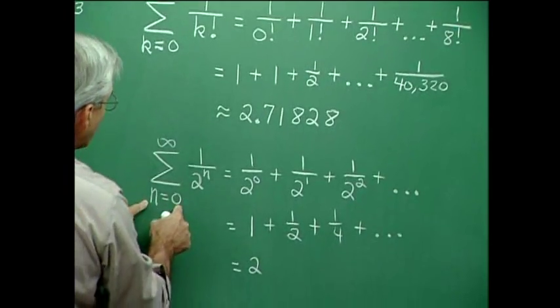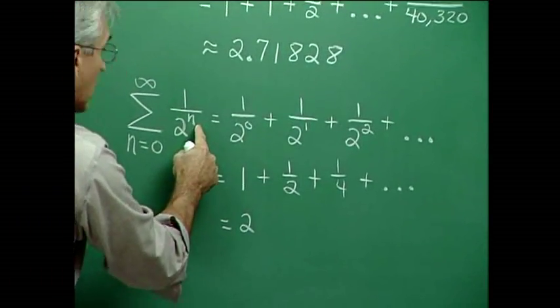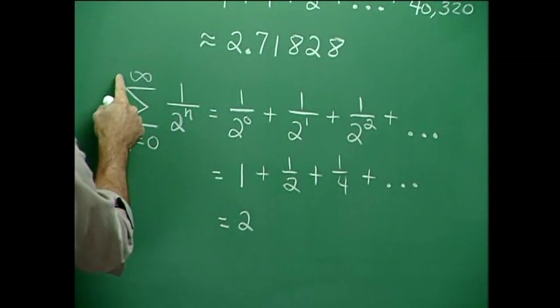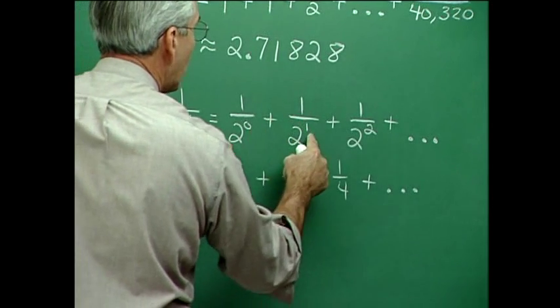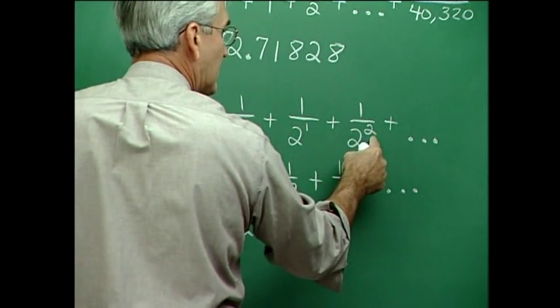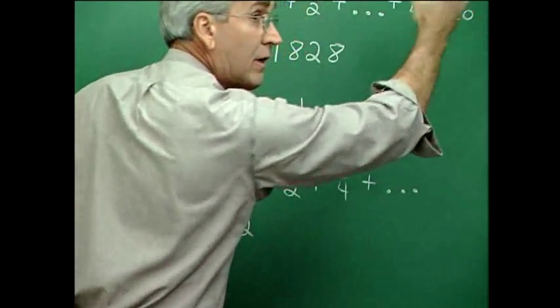If n runs from 0 to infinity, now then we have 1 over 2 to the n power. Then n starts at 0 and goes to infinity. So I can indicate it like this: 1 over 2 to the 0, plus 1 over 2 to the 1, plus 1 over 2 squared, plus, and then dot dot dot means it goes on forever.